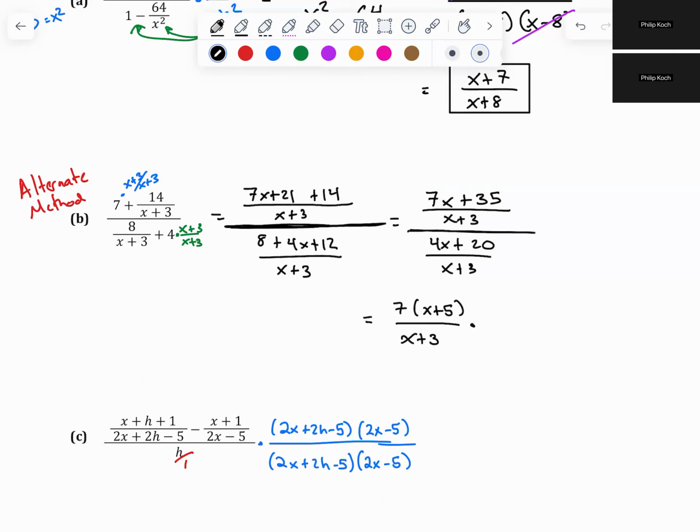And then the big denominator, since I'm dividing by it, I'm going to flip and multiply. So it becomes (x plus 3) over, and I'm going to factor out a 4 from the 4x plus 20 and get x plus 5 again. And then the x plus 3's cancel, and the x plus 5's cancel, leading us to a final answer of 7/4.